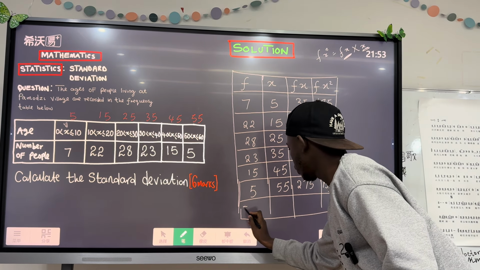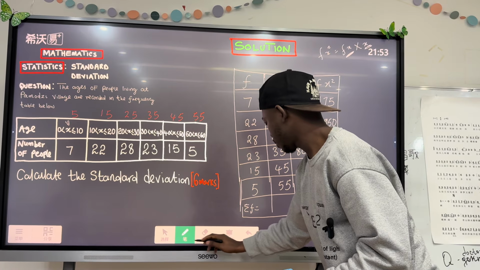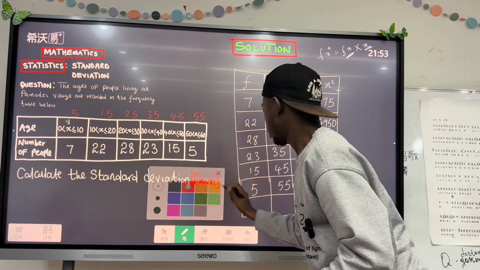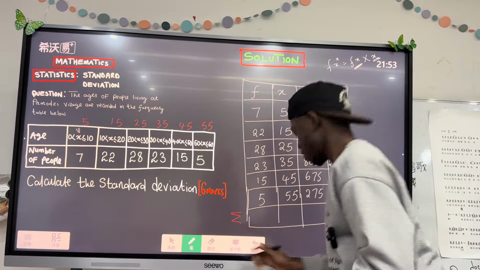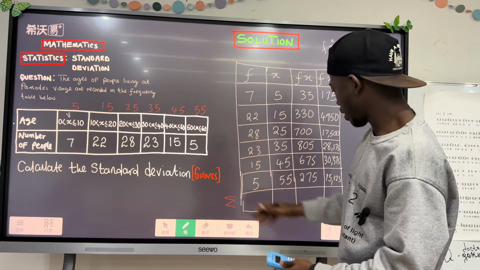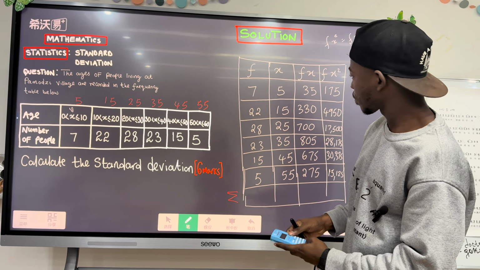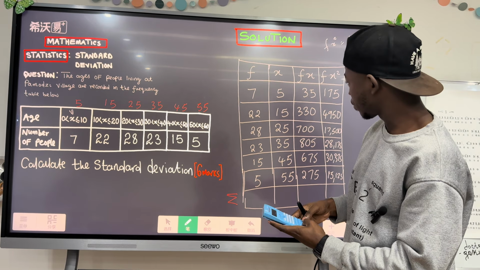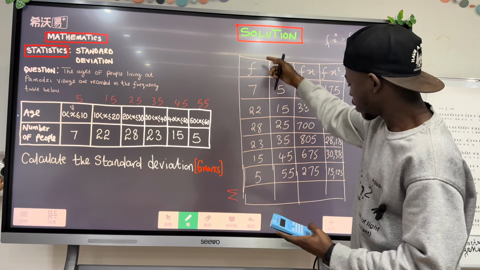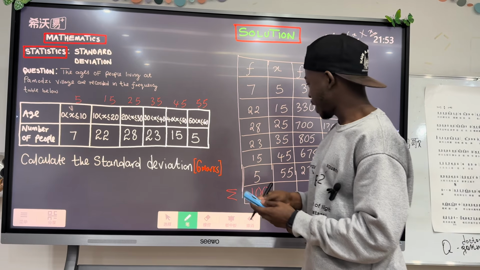It means we need to find the total frequency here. So we are finding the totals in the last row. When we add, we have 7 plus 22 plus 28 plus 23 plus 15 plus 5. Okay, so the total frequency here is 100. So we had 100 people here.